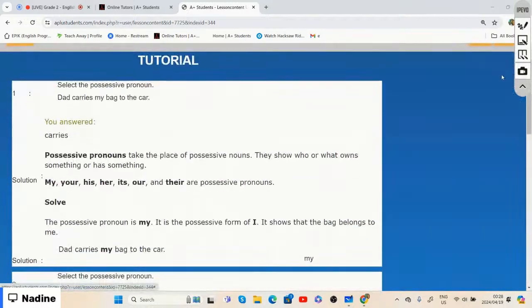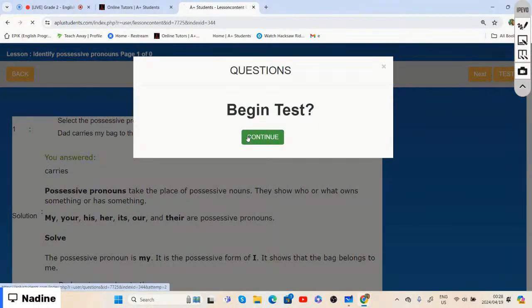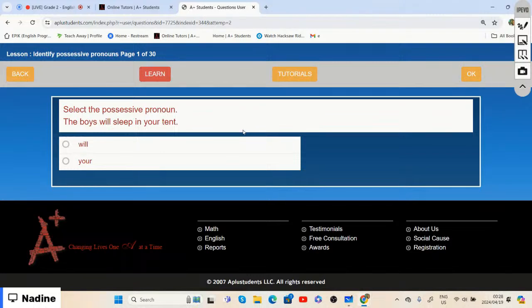All right, so now let's go to our test, where we're going to identify possessive pronouns. It says, the boys will sleep in your tent. We now need to select the possessive pronoun within that sentence. Instead of saying the boys will sleep in Anna's tent, we are now saying the boys will sleep in your tent, referring to Anna.